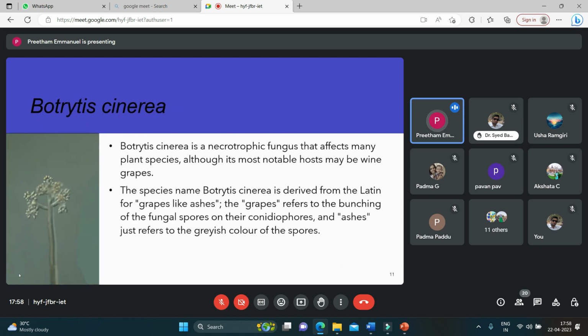Botrytis cinerea is a necrotrophic fungus that affects many plant species, although its most notable host may be wine grapes. The species name Botrytis cinerea is derived from the Latin for grapes like ashes. The grapes refers to the bunching of the fungal spores on their conidiophores, and ashes just refers to the grayish color of the spores.